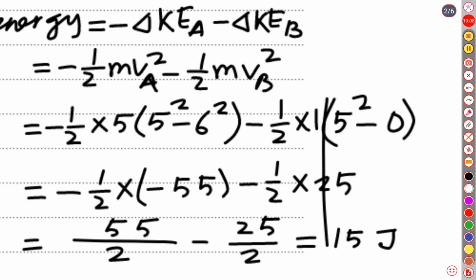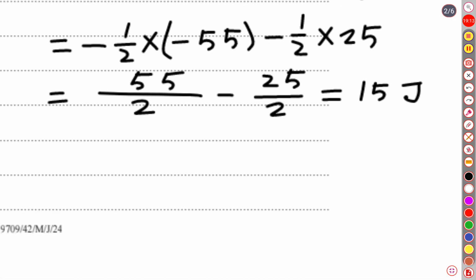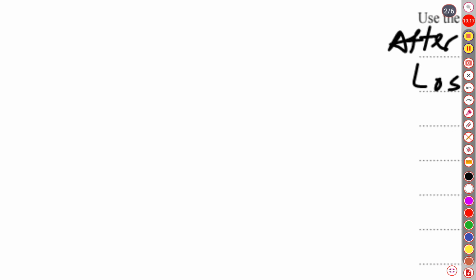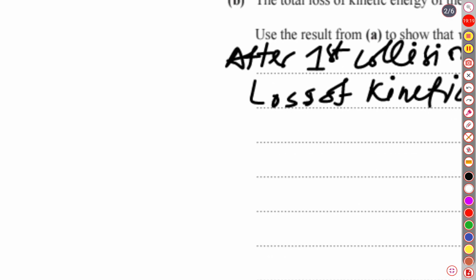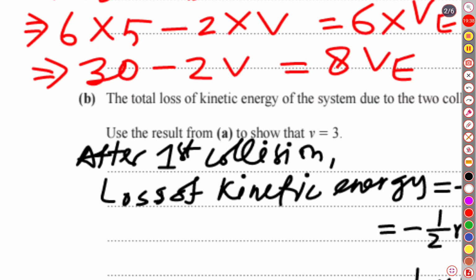Now we will find the loss of energy after the second collision. Can I write it just over here? Yes. I will write here after the second collision, with a different ink. Or let me find a space where there is greater space. Yes, I can write on the left side of this.